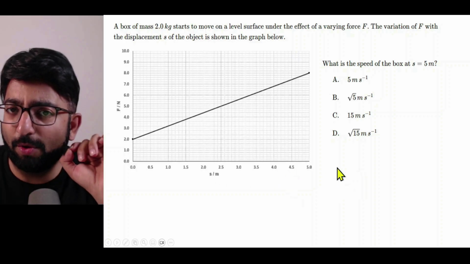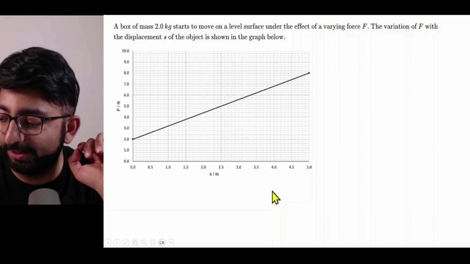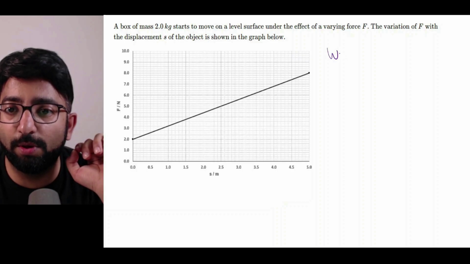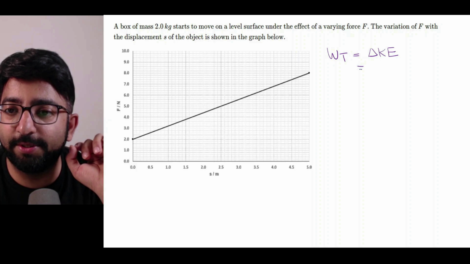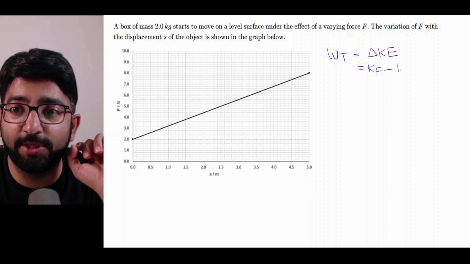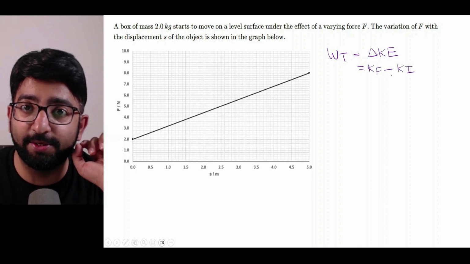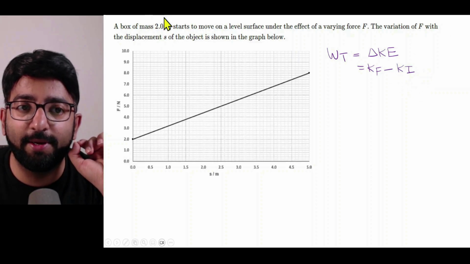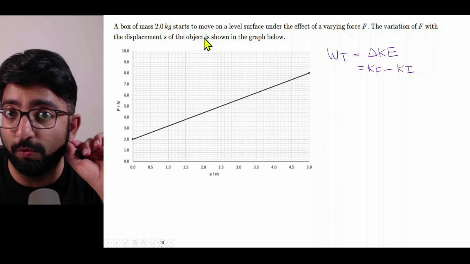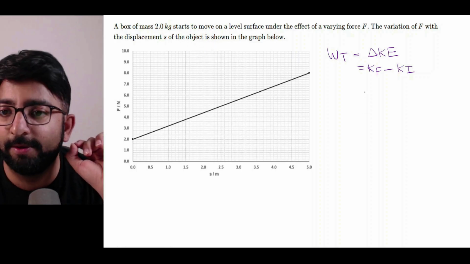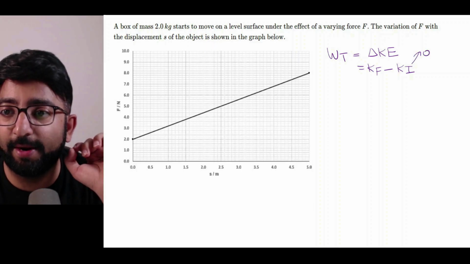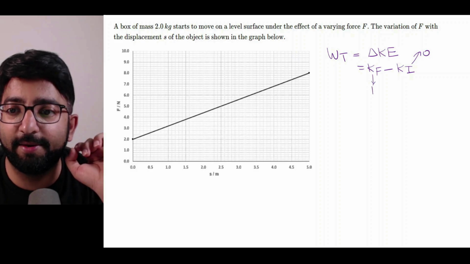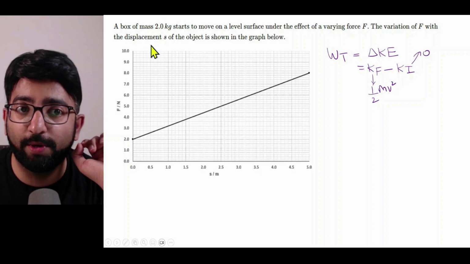So let us try to solve this question using the work energy principle, which states that the total work done is equal to the change in the kinetic energy, which is equal to the final kinetic energy minus the initial kinetic energy. Now, initial kinetic energy of the object is 0 since it is mentioned that the box starts to move. So initial speed is 0. So initial kinetic energy we can write as 0 and final kinetic energy is half m into v square, where mass is given as 2 kilogram.